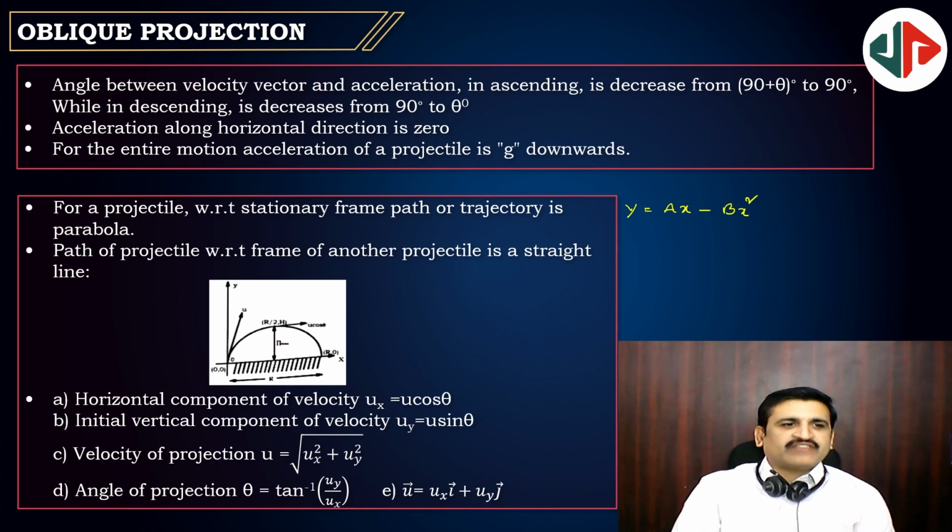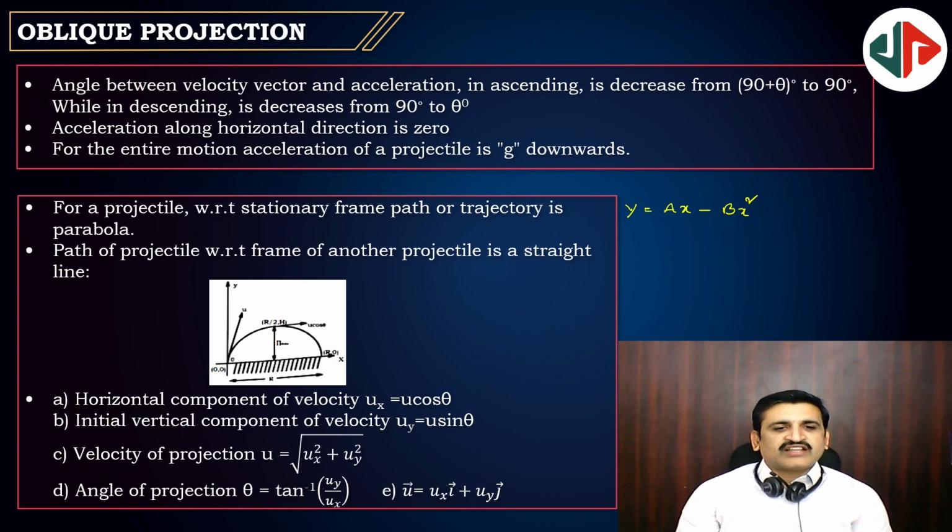Next, the path of a projectile with respect to the frame of another projectile is either a straight line or maybe something else. It will be a straight line if and only if the horizontal velocities are matching. If the horizontal velocities are matching, then it will become a straight line.